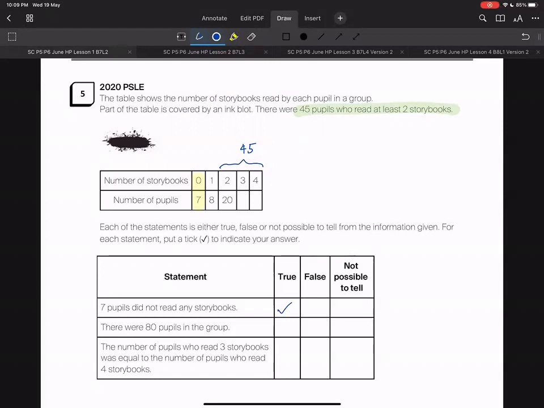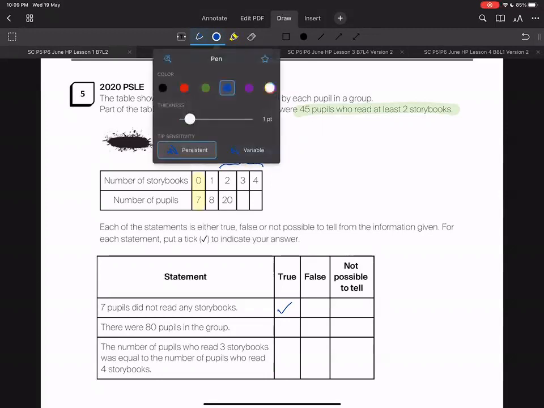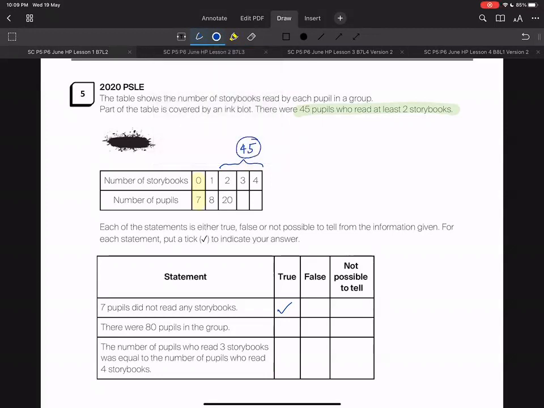There were 80 pupils in the group. We have 45 here. We have 8 and we have 7. 45 plus 8 plus 7 will give us 60 pupils. Since we're able to prove that there are 60 pupils, we have to take false.